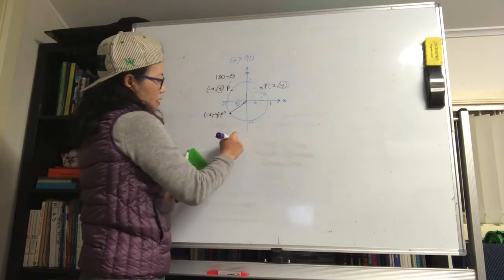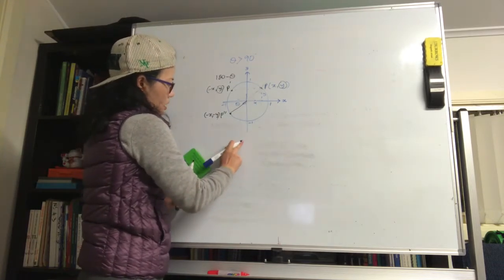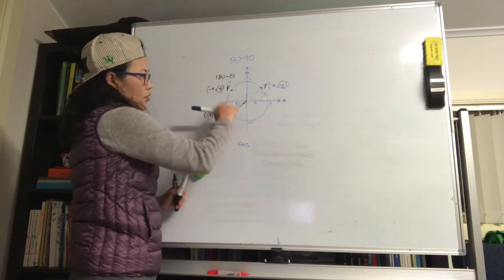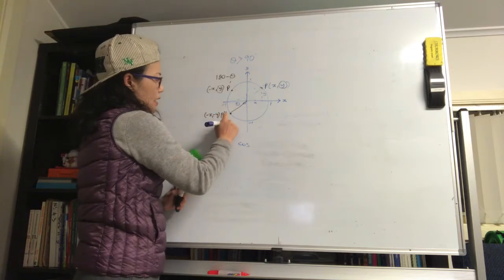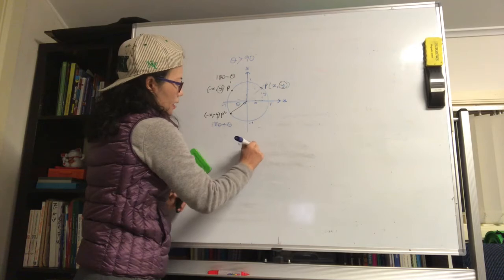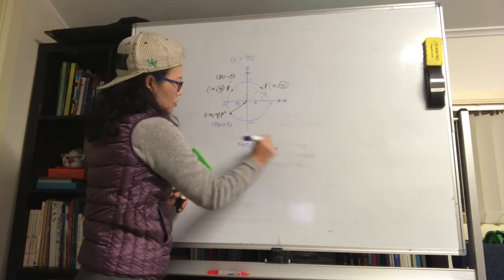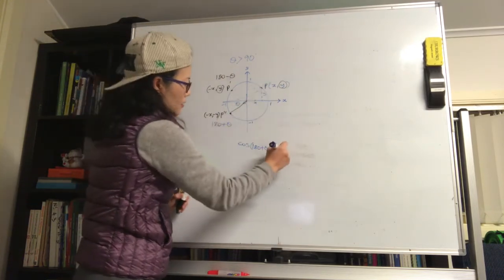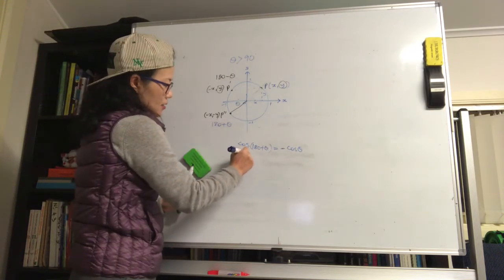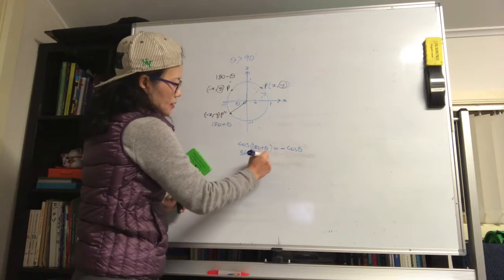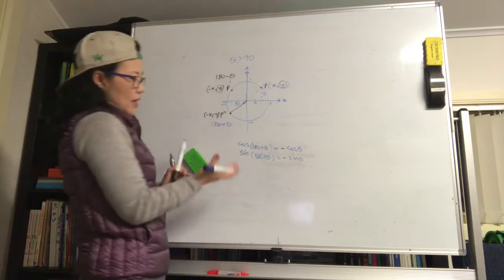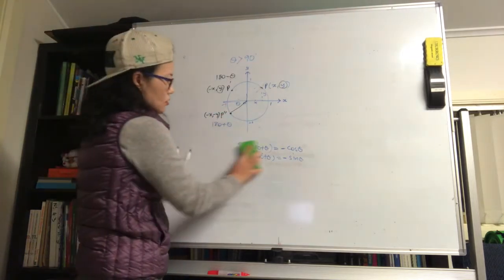So let's start with the cos, and anything in the third quadrant is 180 plus theta. So cos of 180 plus theta equals minus cos theta, because they're opposite sign. And then sine's the same: sine of 180 plus theta equals minus sine theta. Okay, so that's what happens in the third quadrant. Well, that's not too bad.